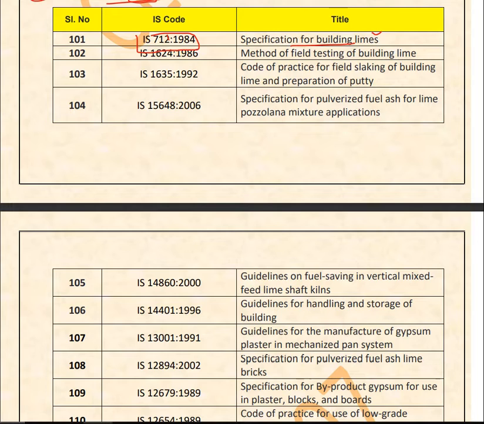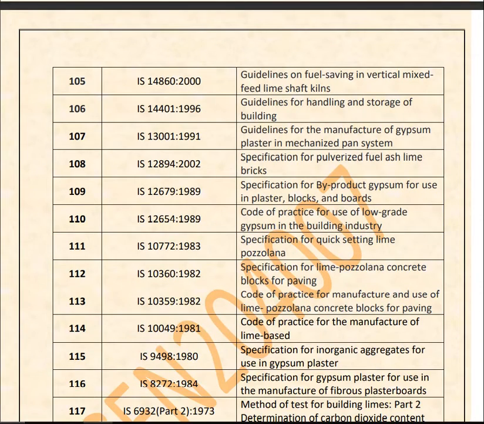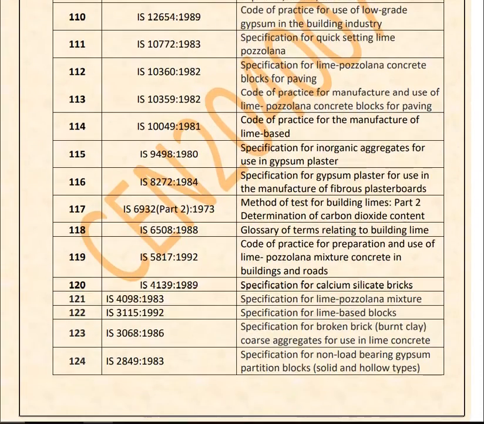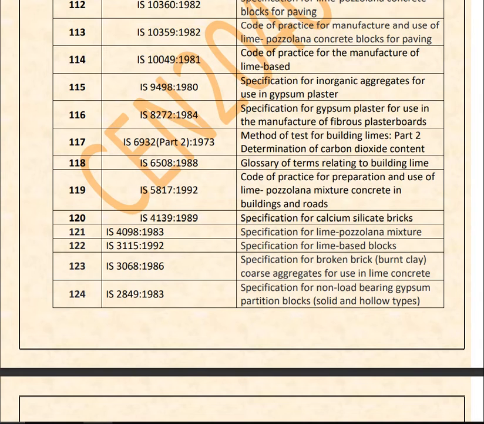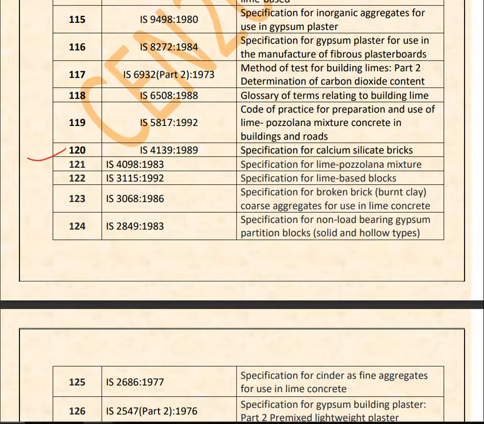Now it is IS 15364, from 2006, that is specification of pulverized fuel ash for lime pozzolana mixture application. And we are moving down. There are certain codes like this. For example, there is another code, number 120, that is IS 4139 colon 1989, that is specification of calcium silicate brick. This is the title.